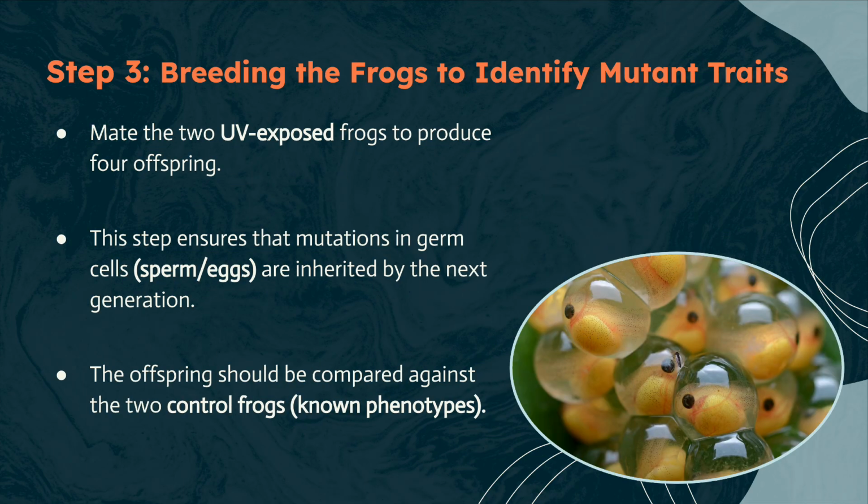In the next step, you should breed to identify mutant traits. After UV exposure, he should breed the experimental frogs. Their offspring can then be compared to the control group to check for new mutations.